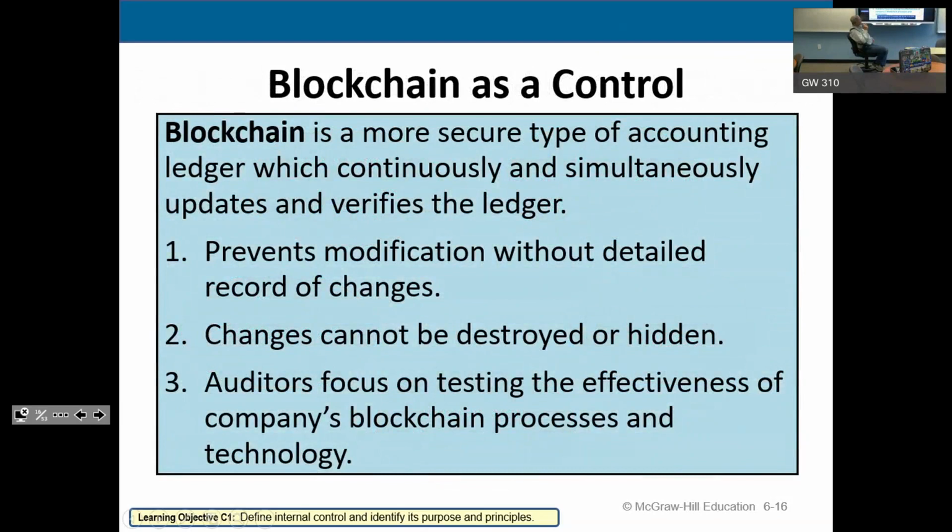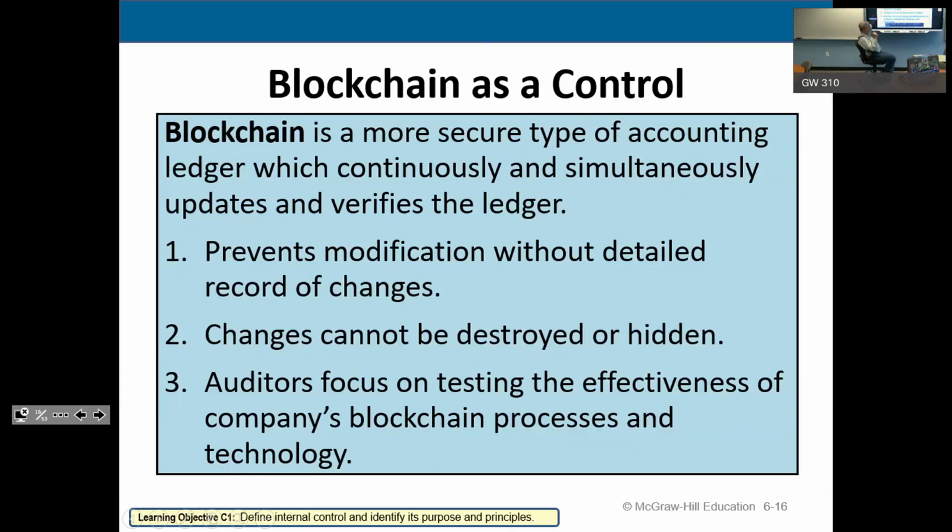Blockchain as a control. This is a new slide. I saw this and I went, oh, this is interesting. If you ever want, I could do 60 minutes on Bitcoin, and maybe I will one day. Blockchain's a more secure type of accounting ledger which continuously and simultaneously updates and verifies the ledger. And it prevents modification without a detailed record of changes. It can't be destroyed or hidden.